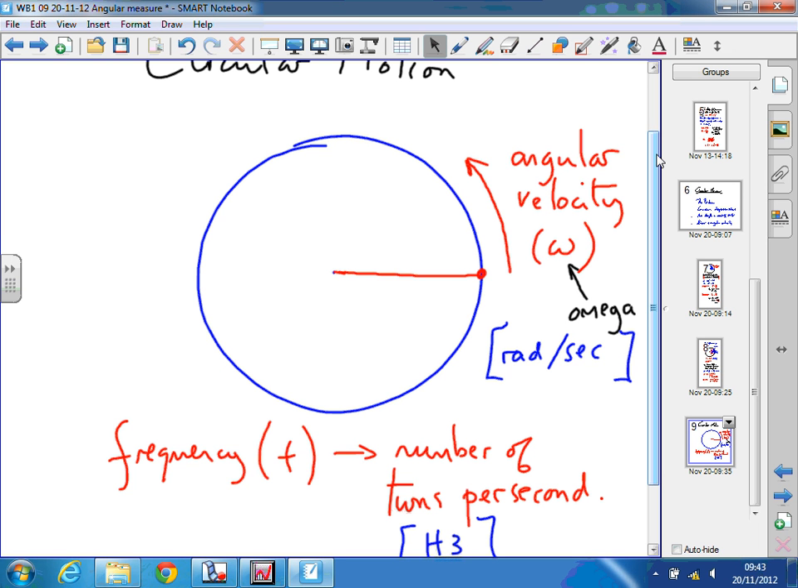Agreed? If it manages to go 2 complete turns in a second, then that will be 2 lots of 2 pi, which is 4 pi in a second. So the angular velocity would be 4 pi radians per second. Agreed? If it goes half a turn in a second, then that's 0.5 times 2 pi, which is pi radians per second. So the angular velocity is to do with just how far around it goes per second. But if it goes 2 complete turns in a second, or 3 complete turns in a second, what's another name for that? 3 turns per second. What have I just defined?